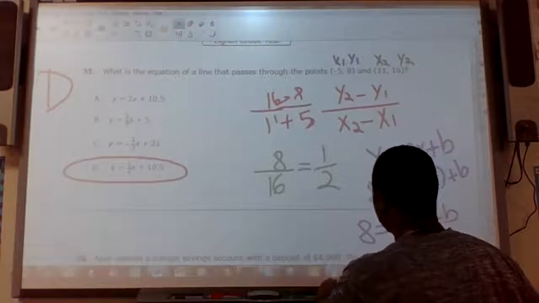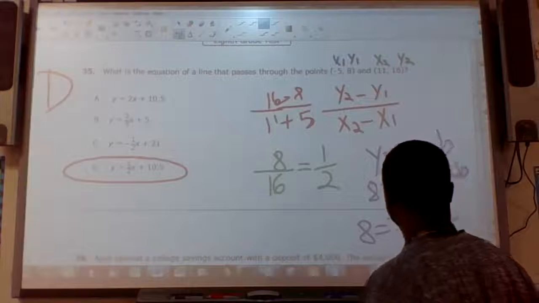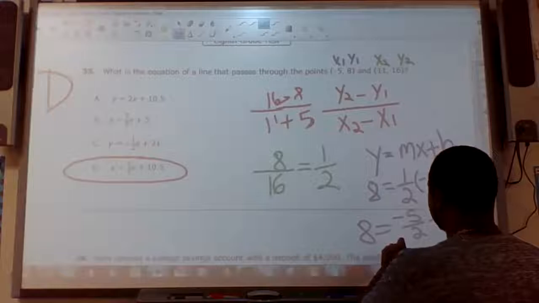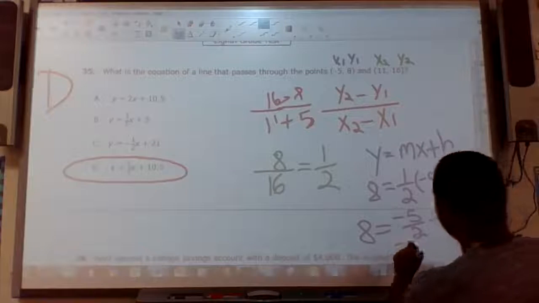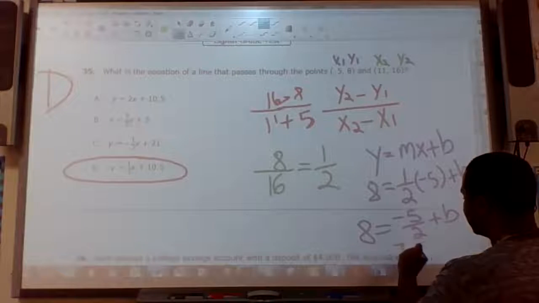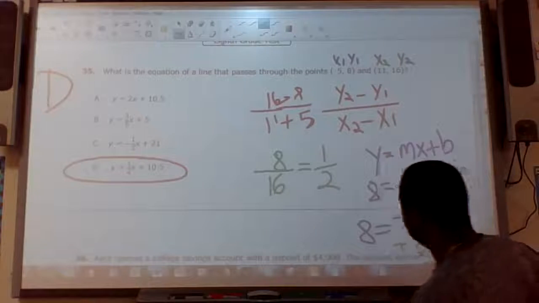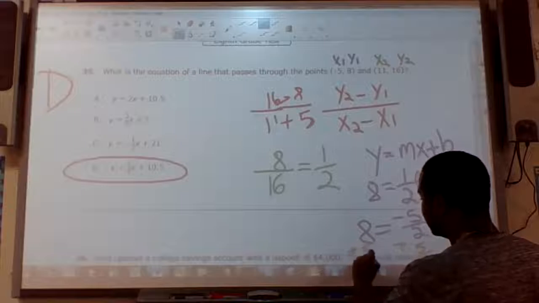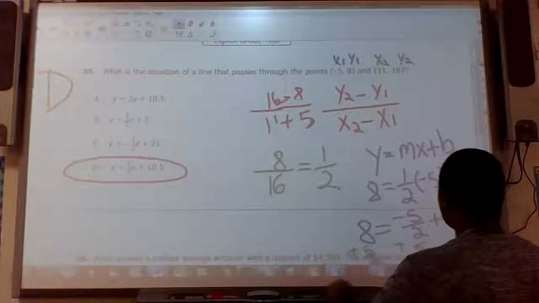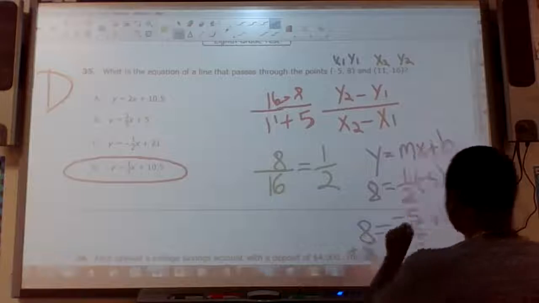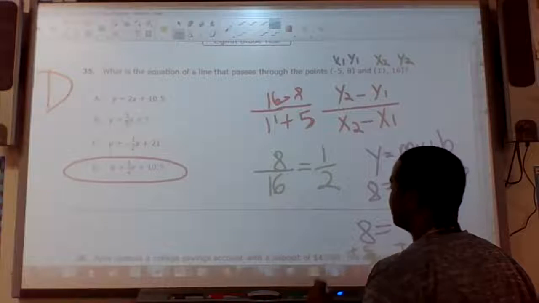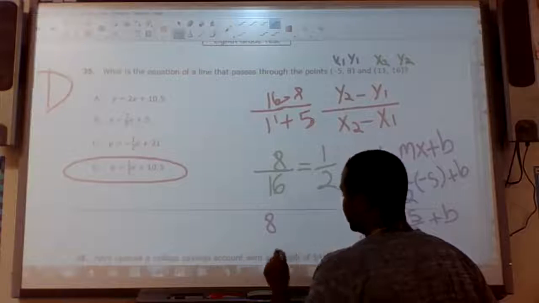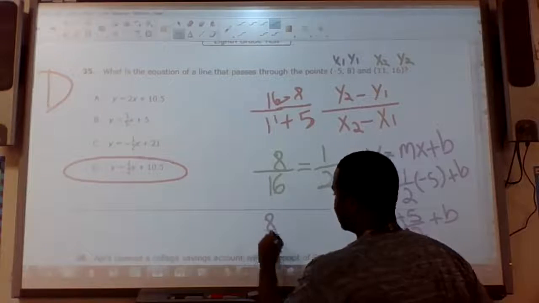Okay, but next we have to get b by itself. So the first thing we're going to do is add 5 over 2 because we need to make a zero pair. And we need to do this to both sides. So this becomes a zero pair. And 8 plus 5 over 2, so that's 16 over 2.